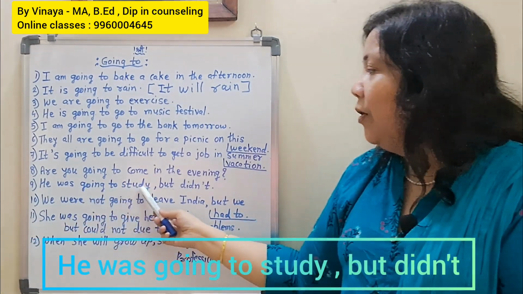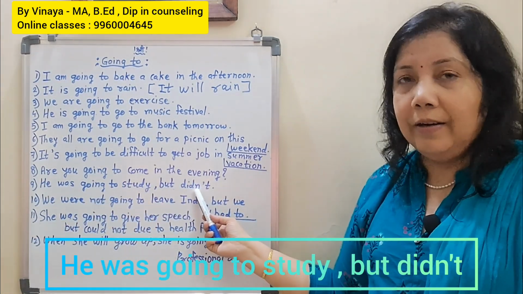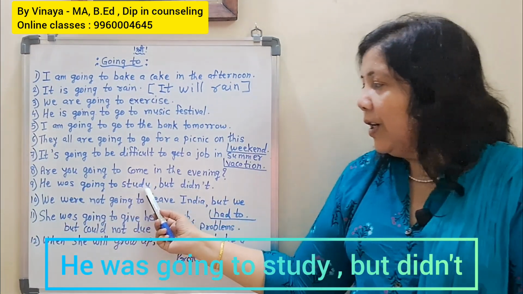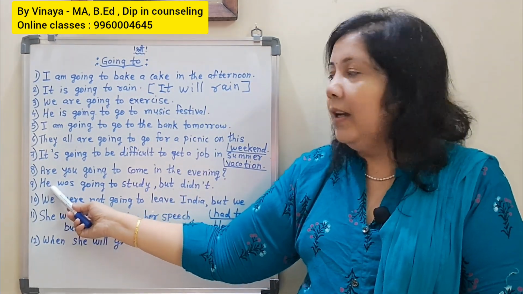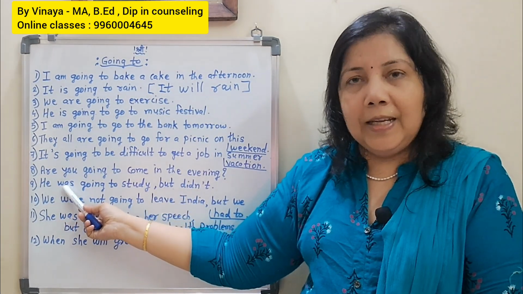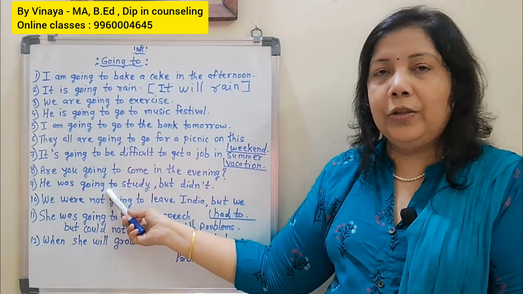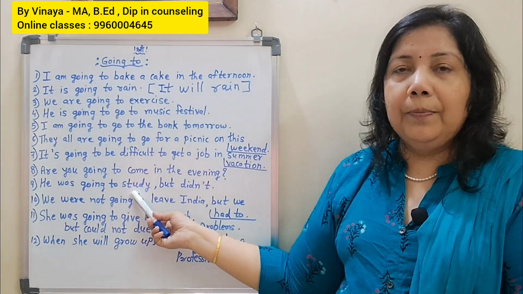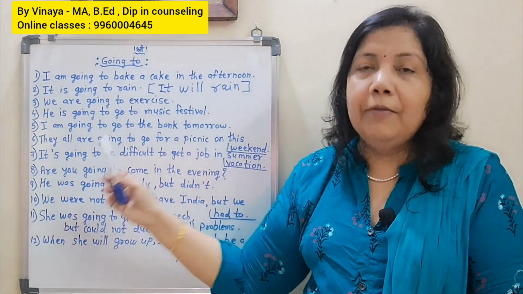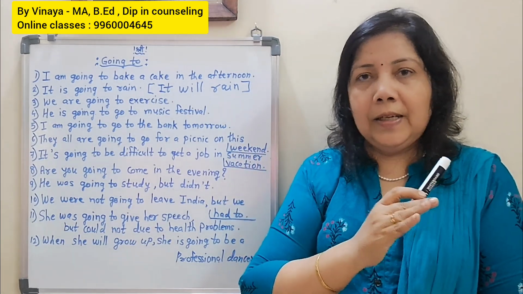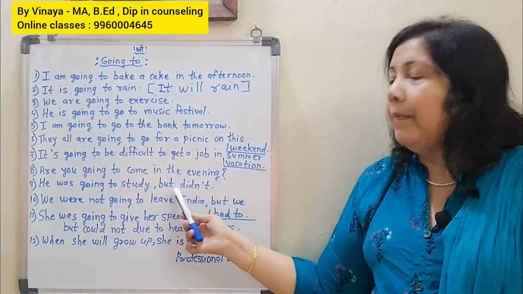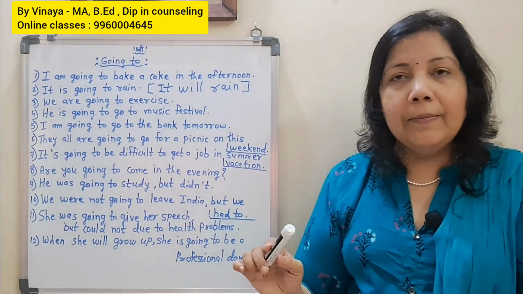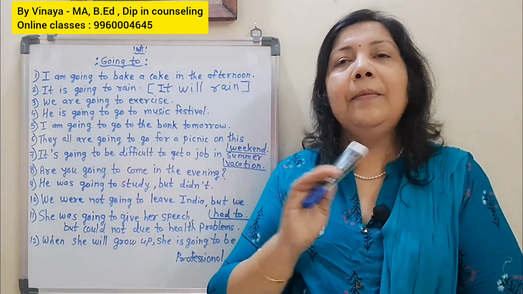He was going to study but didn't. Again, he is the subject. Was or were, past tense. Going to construction. Study is the main verb. Okay, so it is in past. He was going to study in past. But what he did? Actually, he didn't. He didn't study. So that whole thing is in past.